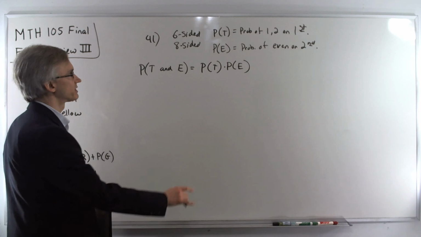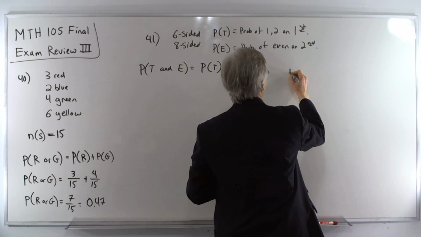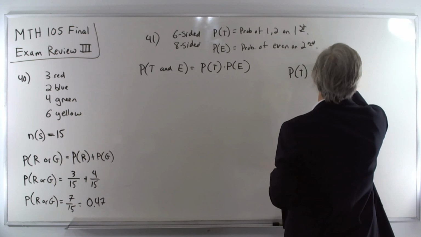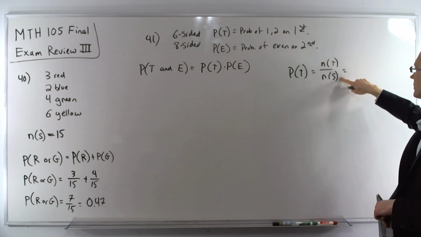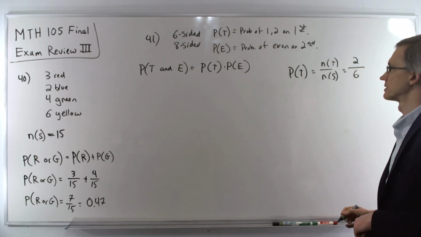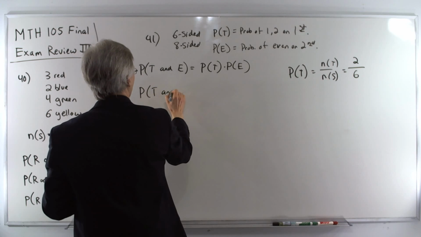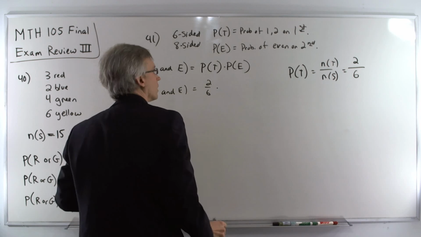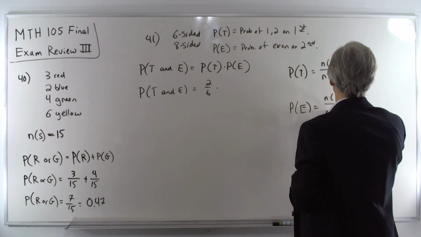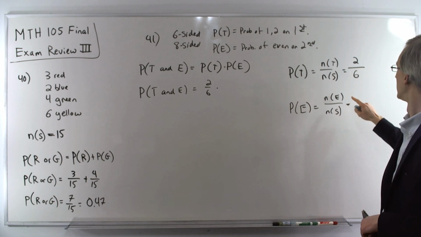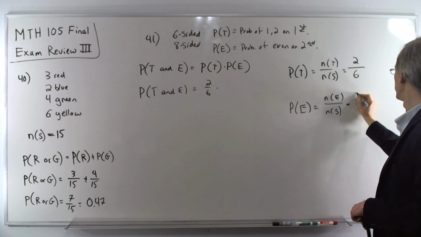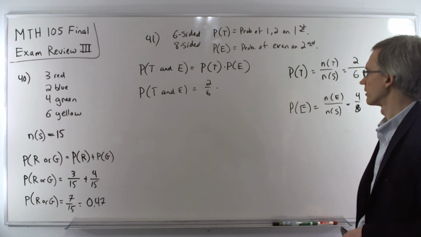So for the first one, the probability of T is the number of ways we can get T over the size of the sample space. To get a 1 or a 2, there are 2 ways we can get the numbers we want, and it's a 6-sided die, so that's 2 over 6. And now the probability of E. We want even numbers on the second die. Now that's an 8-sided die, so there's 2, 4, 6, 8. So that's 4 even numbers out of 8, so 4 out of 8 for the second one.